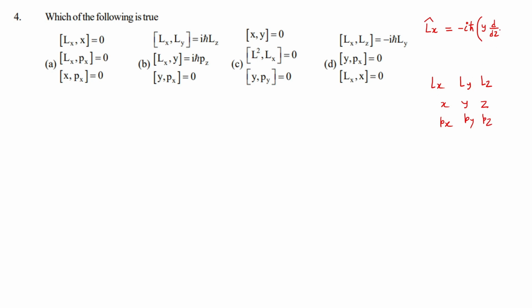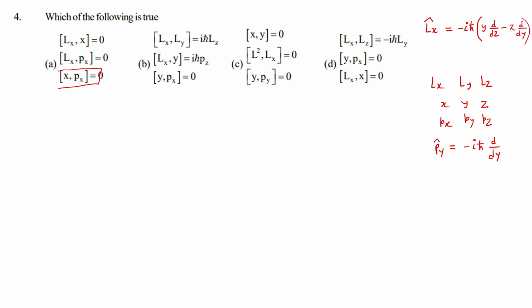So what I'm writing is, I'm taking the minus i term common and writing the rest of the thing. It is z d by dy. I think C is correct. L square Lx is equal to 0. Does y and py commute? What is py? Py is minus i h cut d by dy, momentum, no? You tell me if it is correct.